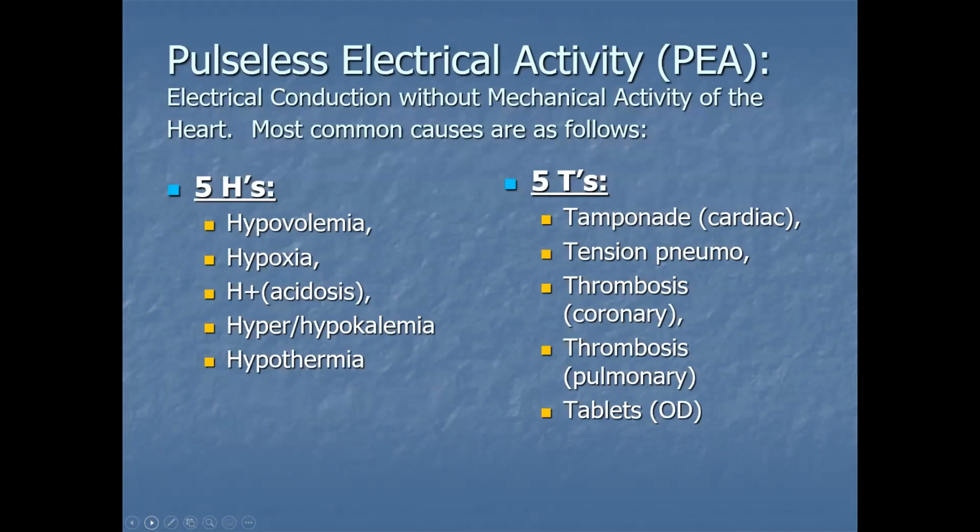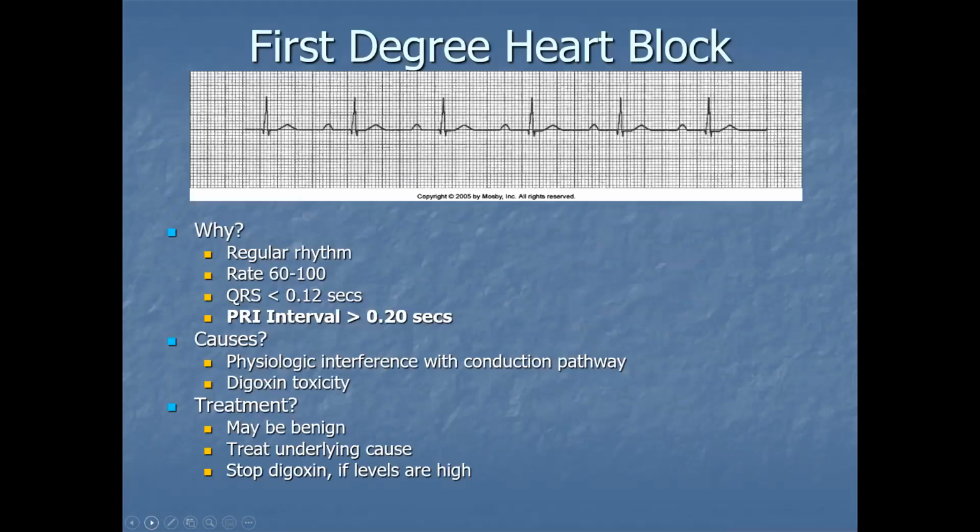PEA, pulseless electrical activity. So this is where you're looking at your H's and T's. This is sort of the opposite of asystole, where you actually have electrical activity, but you don't have a pulse. You don't have mechanical activity. There you've got to look at your H's and your T's, and I stole this right out of the American Heart Association, looking at some of the causes that we've learned about previously, and reversing them.